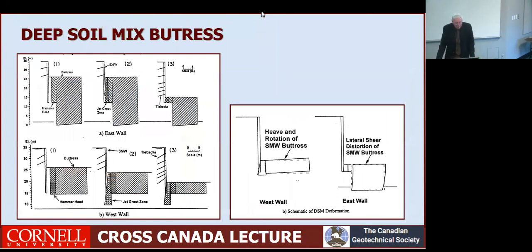The soil mix buttress conditions were twofold. We built what they called an anchored buttress, and we built what was called a floating buttress. And you can see the cross sections shown on the left-hand side, where the buttress has been taken all the way through the marine clays and founded or supported in the glacial marine or glacial sediments beneath. And on the eastern side of the excavation, it was actually floated because there was some concern about differential movement, and they wanted to have a little more deformation relative to some other structures.